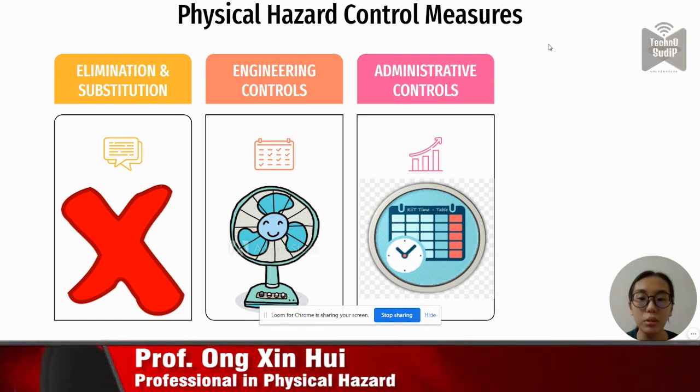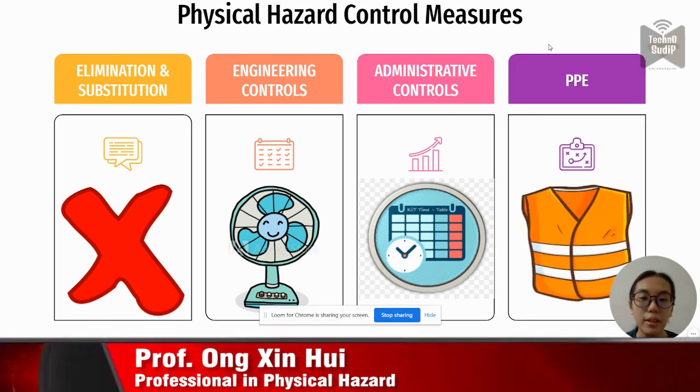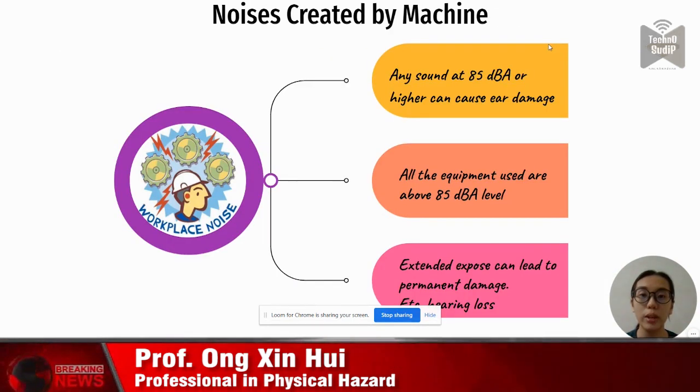Administrative control, shorter exposure time and use frequent rest break. For PPE control, we can add cooling vests, provide a cool layer to absorb body heat. And second physical hazard is noise created by machine.